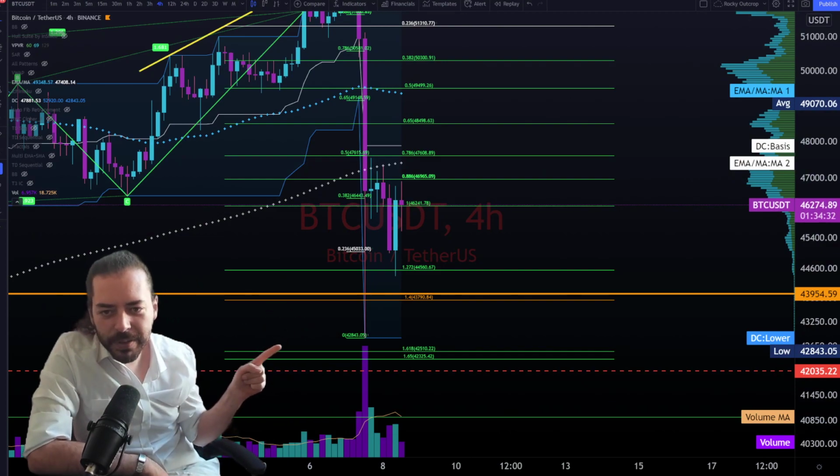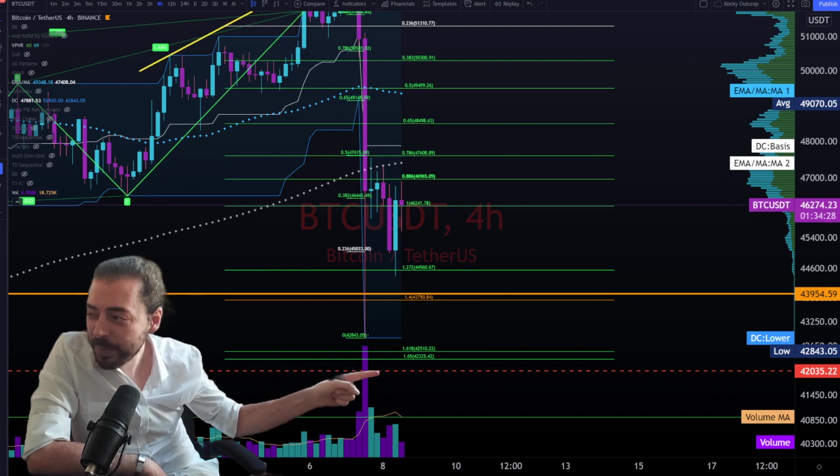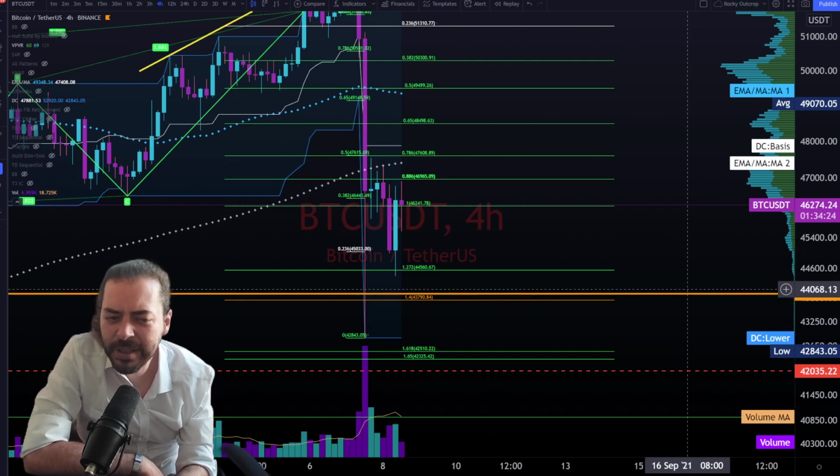Were you looking down to the 1618 Fibonacci retracement on Bitcoin? Looking over here, it's right beside me. It's right in this area. Did the prices get there? Well, actually, they didn't. Could that be where the prices end up going to?